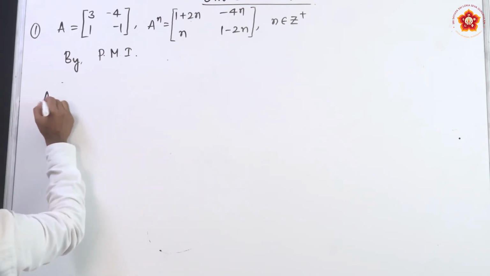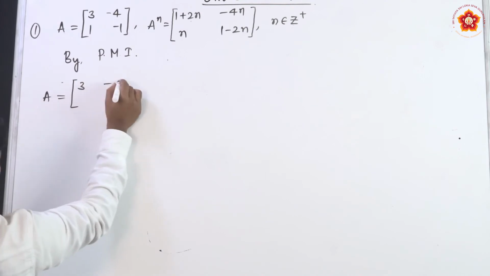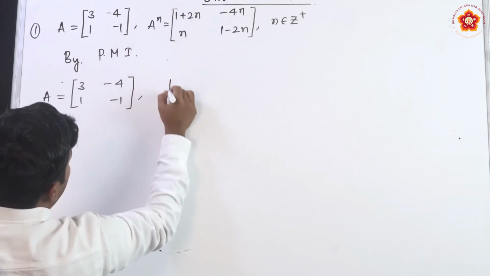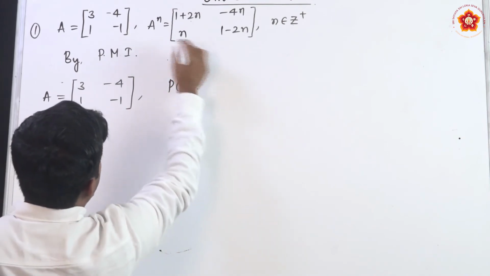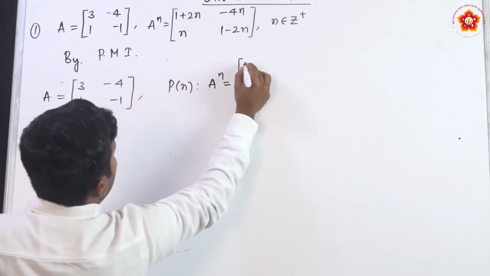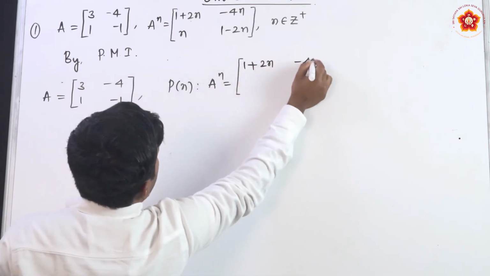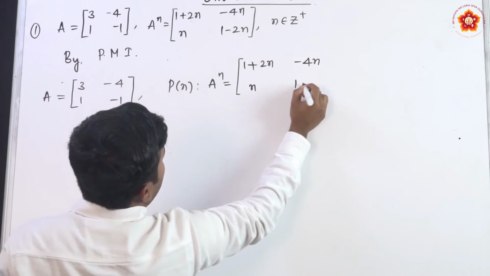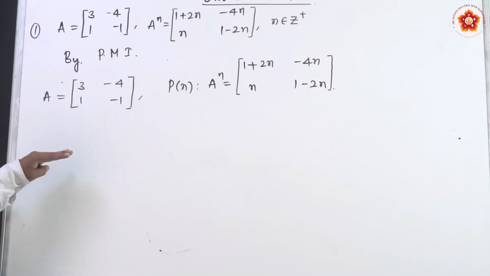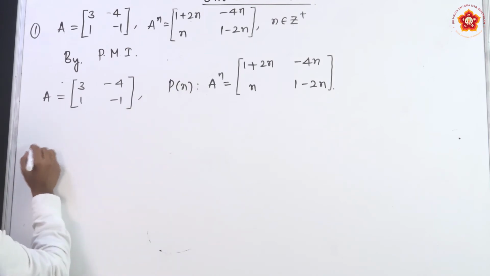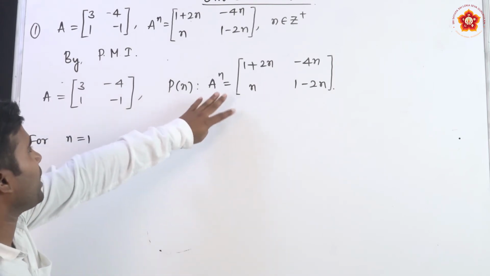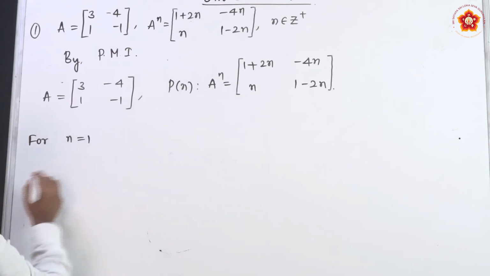So, what is given here? A is equal to 3 minus 4, 1 minus 1, and what is that? A power n, I will take it as P of n, that is A power n is equal to 1 plus 2n, minus 4n, n, 1 minus 2n. Okay. So, now we have to prove this in 3 steps, the first step is for n equal to 1. So, whether it is true or false, we have to check that for n equal to 1.